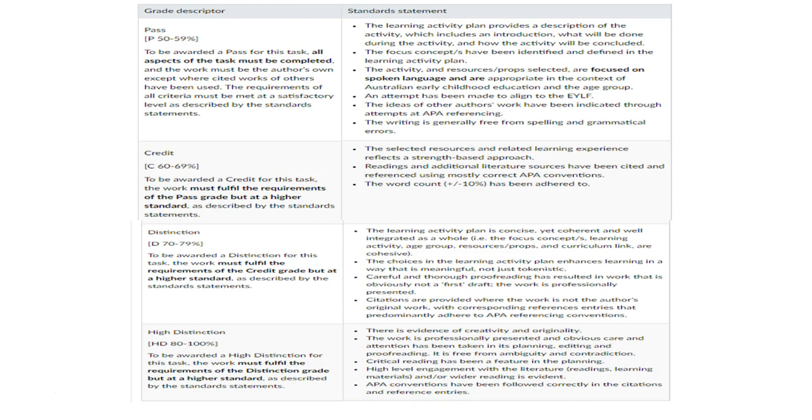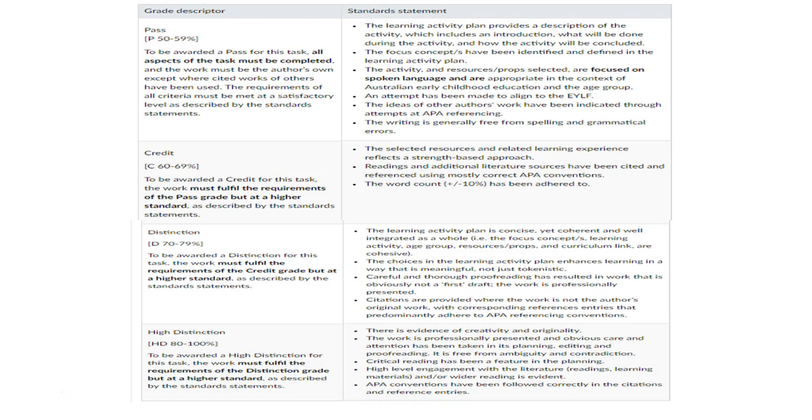Then as you go to your distinction, you can see it gets a little bit more. We're looking for a little bit more in regards to what you're including in your lesson plan. We're looking for thorough proofreading. We're making sure that you have provided the correct citation.